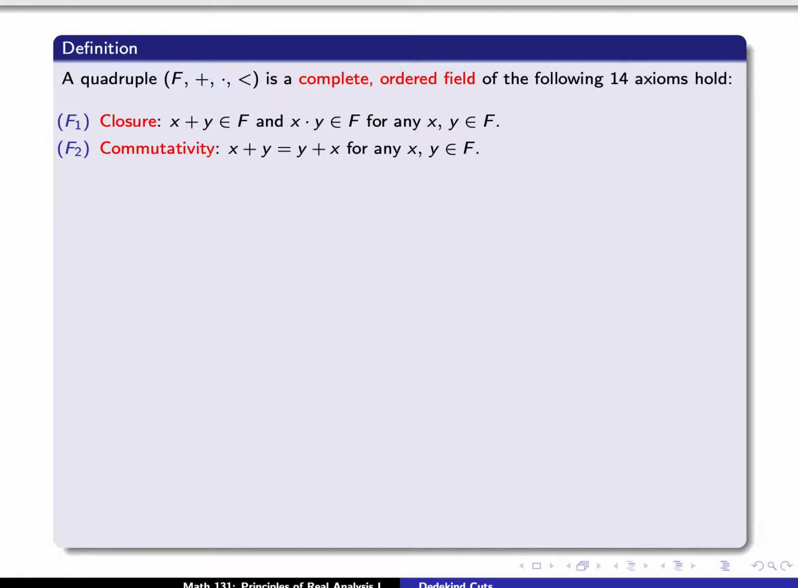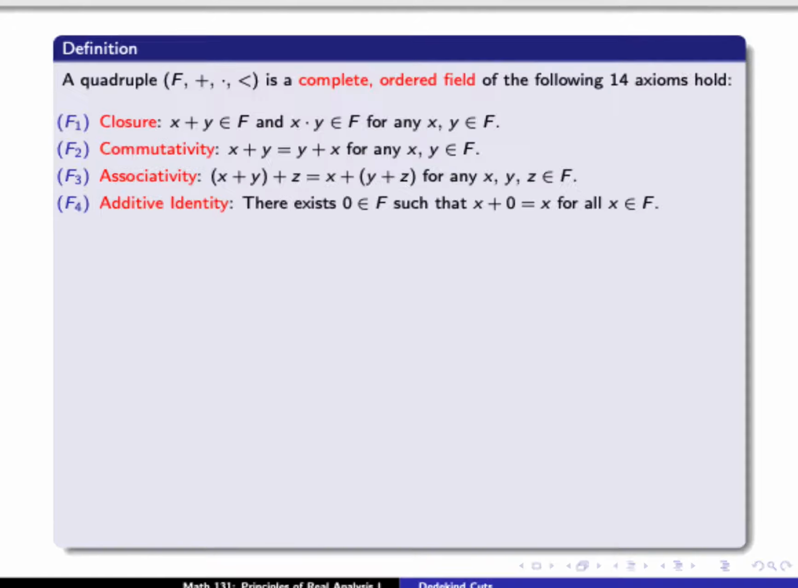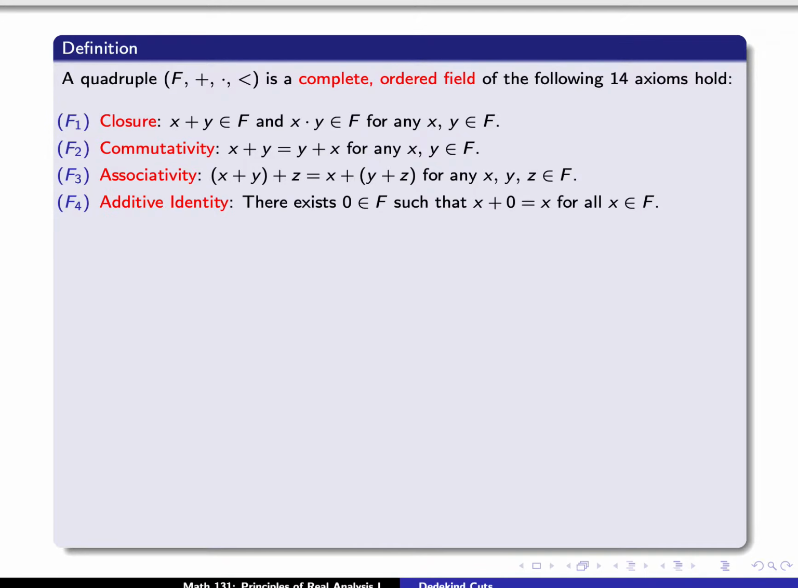Second, we have commutativity. That is, the order in which we have our addition does not matter. X plus y equals y plus x for any x in capital F. Next, we have associativity. Given any three elements x, y, and z, we could first add x plus y, then add z, or we could add y plus z, then add x. Next, we have the existence of an additive identity. That is, there exists an element that we'll call 0, satisfying x plus 0 is x for all elements x.